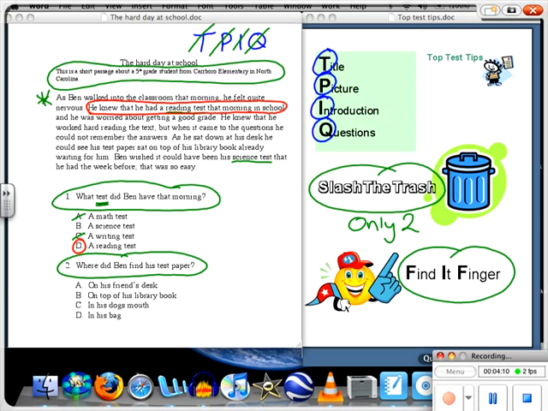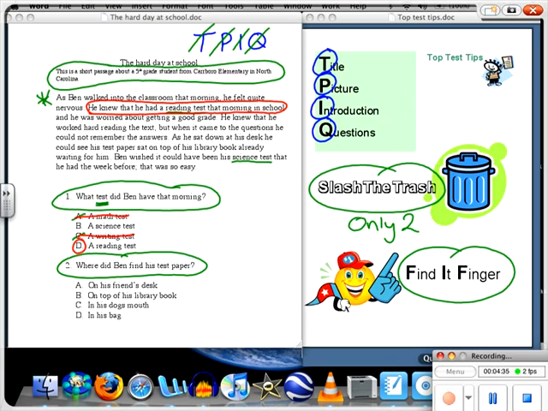Now B, I'm going to leave. So when I come back through to check, I know it's one of them. I can ignore my slash the trash ones completely, like they're not there. But I can just check, is it really a reading test or was it the science test? And I can check to see if I've got the right answer.